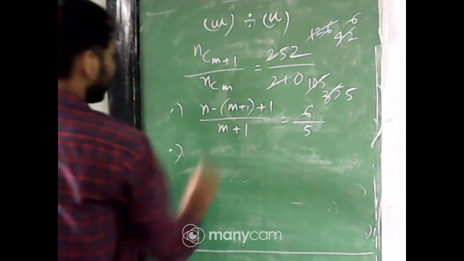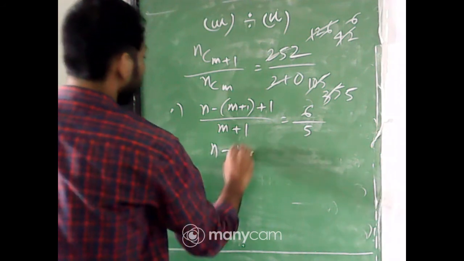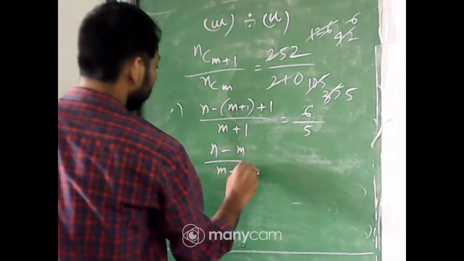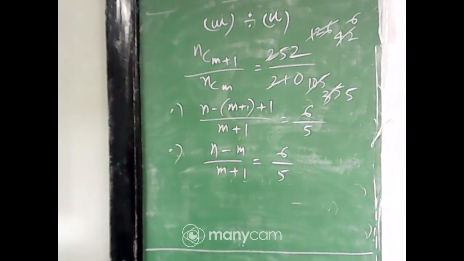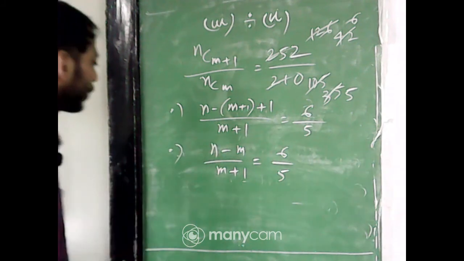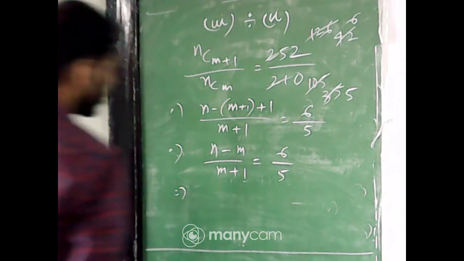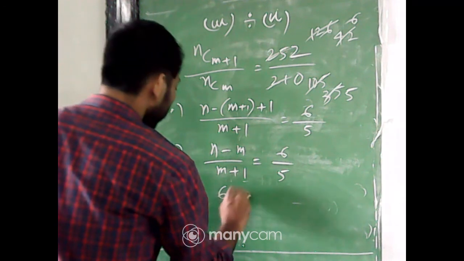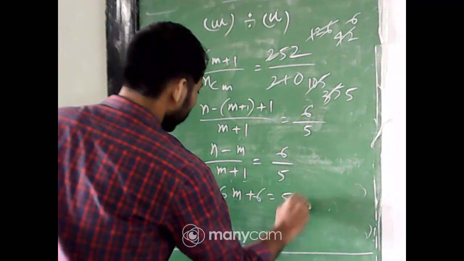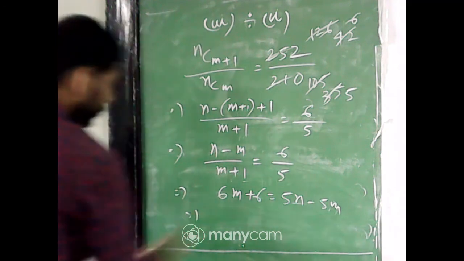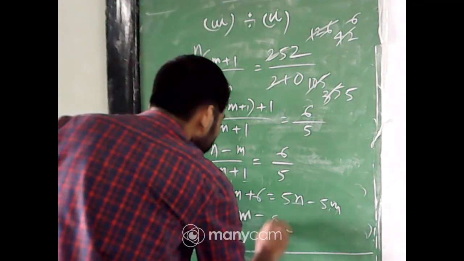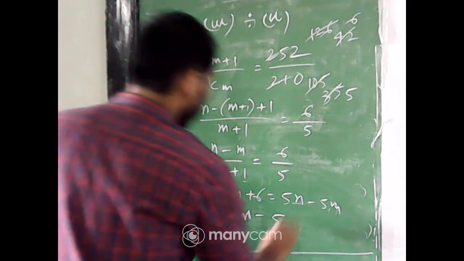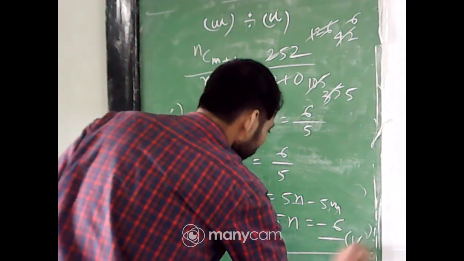That means n minus m minus 1 plus 1 cancel out. That is n minus m by m plus 1 equals to 6 by 5. So after cross multiplying, it will be 6m plus 6 equals to 5n minus 5. That means 11m minus 5n equals to minus 6. That is our equation number 5.